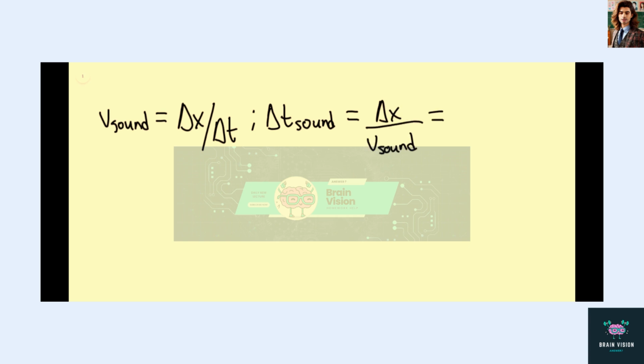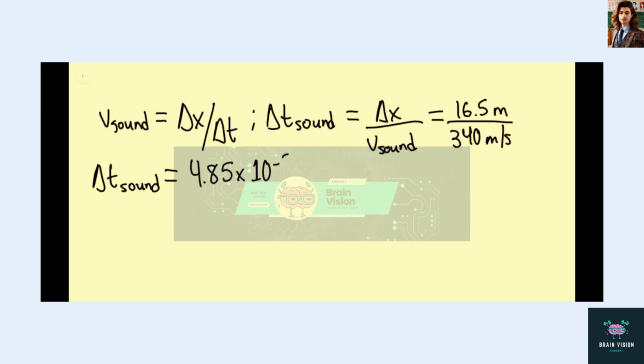And so this would be equal to 16.5, the length of the bowling alley, divided by the speed of sound, 340 meters per second. We can say that the time of the sound to reach back to the bowler would be 4.85 times 10 to the negative seconds.